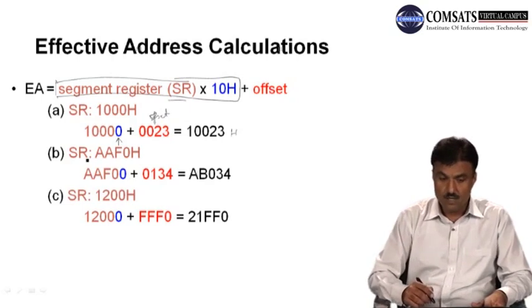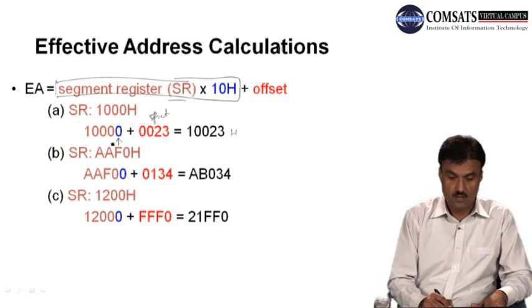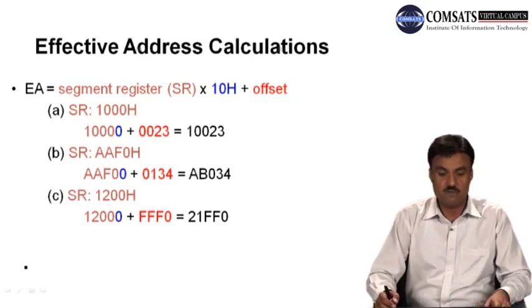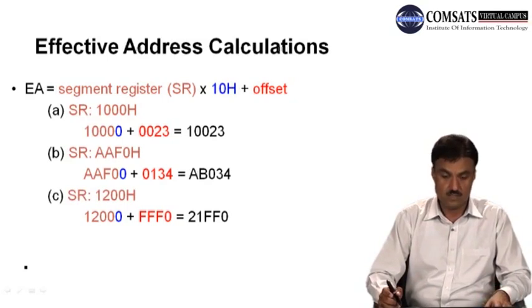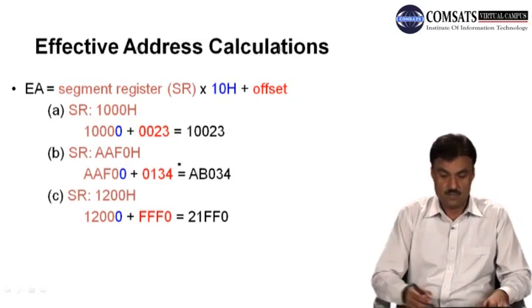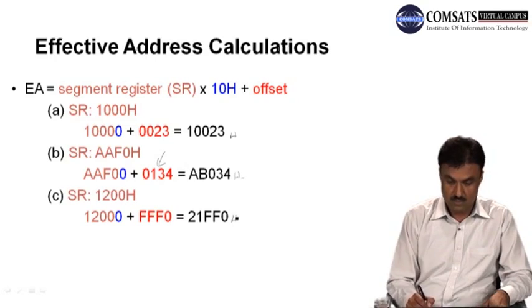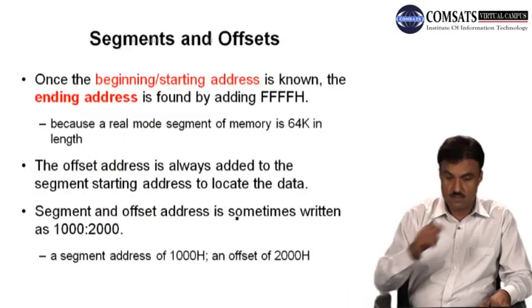Similarly here, the segment register has the value AAF0. We multiply this AAF0 by 10 hexadecimal, so it will be AAF00, and we add the offset. This is the offset value, and so on. You can get the effective address in hexadecimal like this.